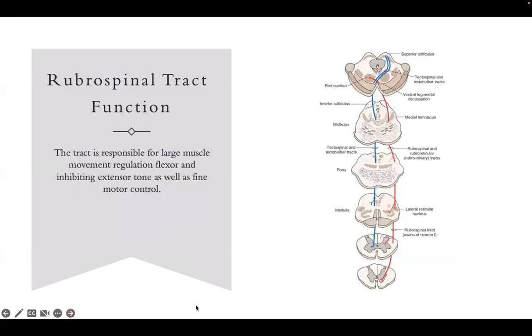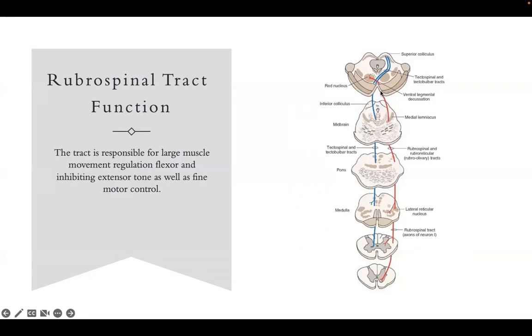Okay, the next tract we're talking about is the rubrospinal tract and its function. The tract is responsible for large muscle movement regulation, flexor and inhibiting extensor tone, as well as fine motor control. All right, so the rubrospinal tract originates in the red nucleus of the midbrain, so over here, and it descends the lateral aspect of the spinal cord.